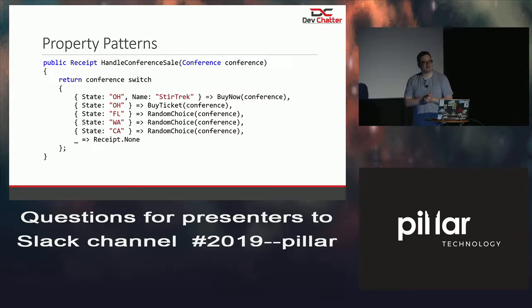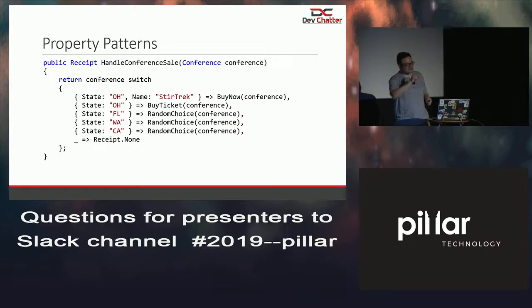Essentially, I've created an anonymous variable at each one of those lines. And if the properties of that anonymous variable match the values on our object, so if it has a state of Ohio and a name of Star Trek, we're going to call the BuyNow method and return back the receipt from our purchase, which apparently everyone in this audience did. And then our discard at the end, again, returns Receipt.None.